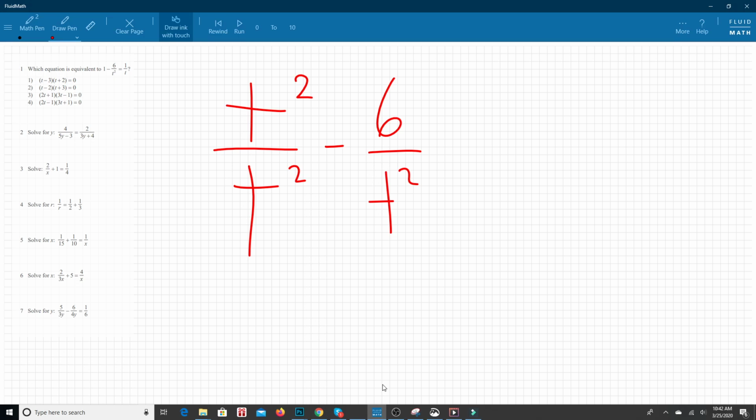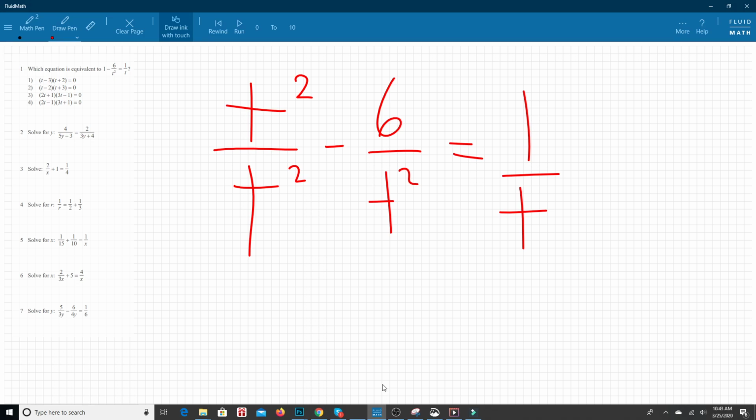The reason why I'm doing the t squared over t squared is because that equals 1. And in a case like this, I want everything to have the same common denominator. So 1 can be represented as t squared over t squared, minus 6 over t squared is equal to 1 over t. I know t can go into t squared t times, right? So again, I have my same common denominator.